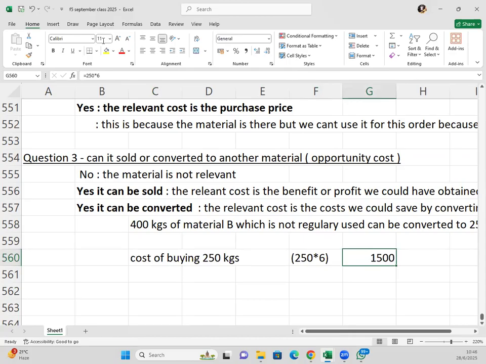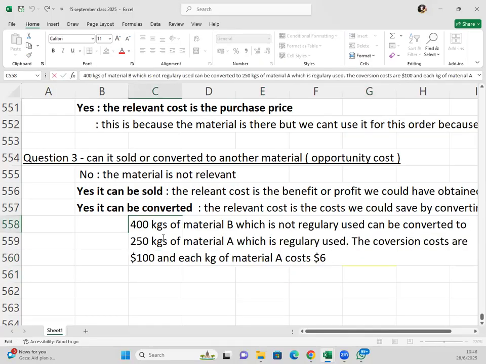So to buy these 250 kgs, we would need $1,500. But now we are just converting them. We're just converting material B that we have at $100. So instead of losing 1.5, we are just losing $100. Instead of us going into the market, buying 250 kgs of material A at $6, we can now just use $100 to convert 400 kgs to get the 250 kgs.